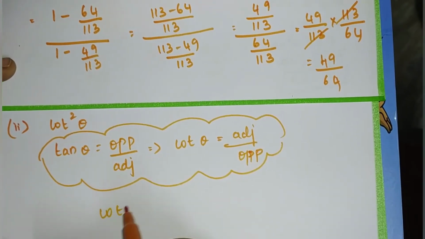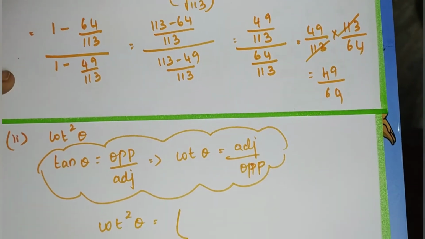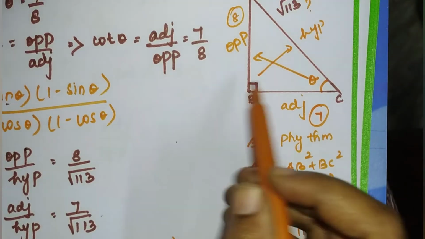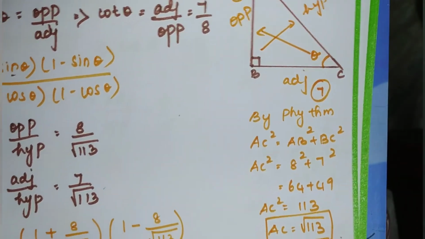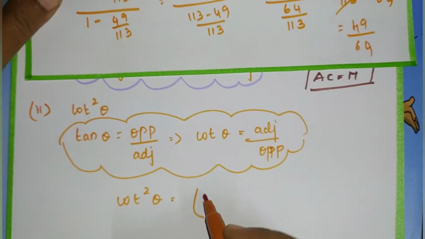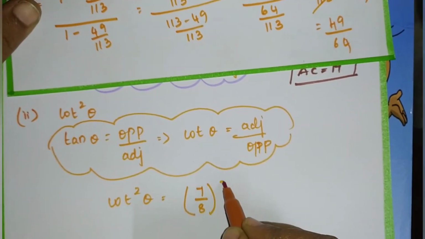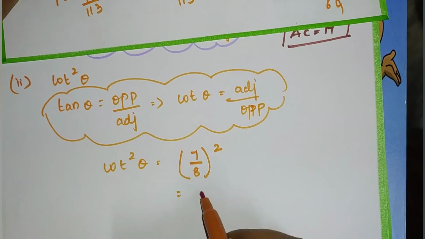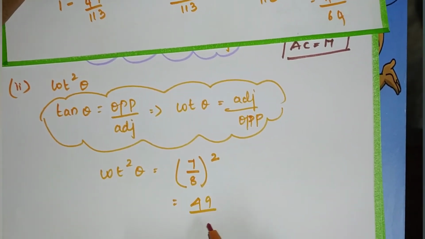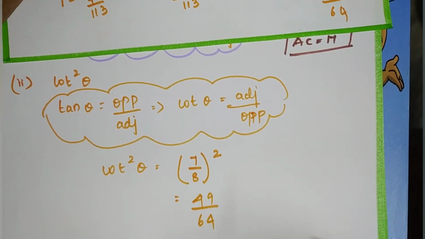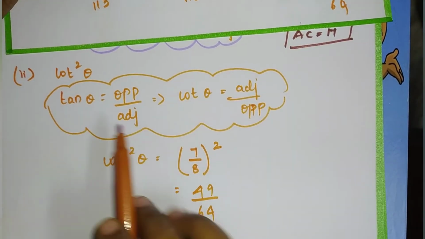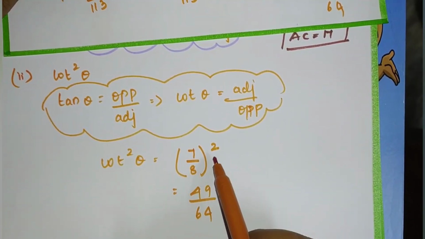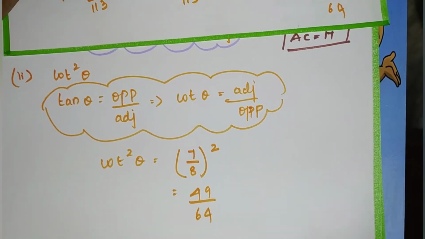Now cot square theta. Cot theta formula is adjacent by opposite. Adjacent is 7 and opposite is 8. So 7 by 8, the whole square. And then 7 square is 49 divided by 64. This is very easy. Just write the trigonometric ratio, adjacent by opposite, and apply the numbers, 7 by 8 the whole square is 49 by 64.